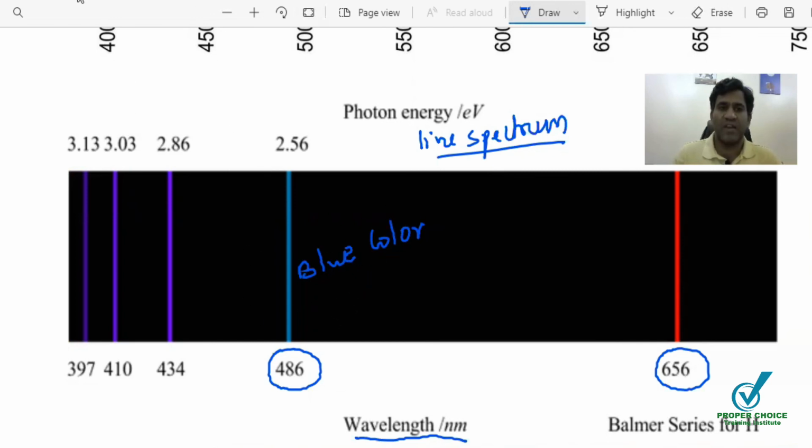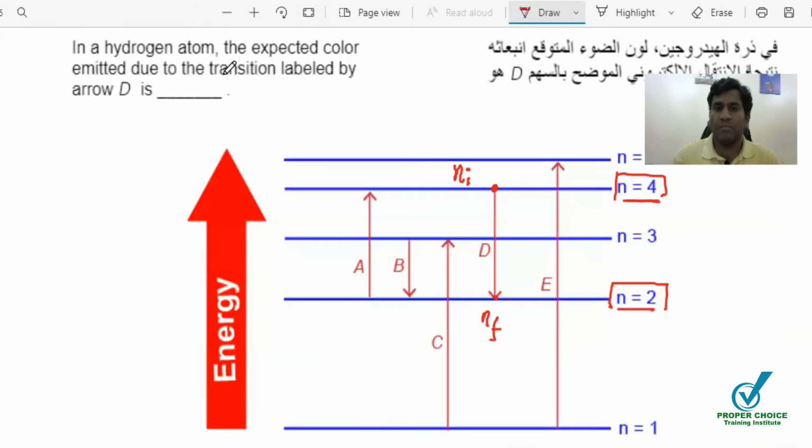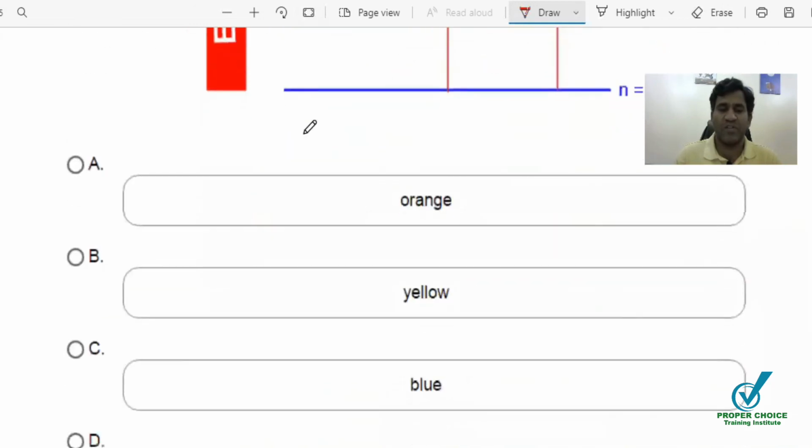So the color of the light I am supposed to choose here is blue, and the options given are orange, yellow, blue, so I'll go with option C. This is the color of the light which is emitted with this frequency, blue. That is the answer to question number 17.